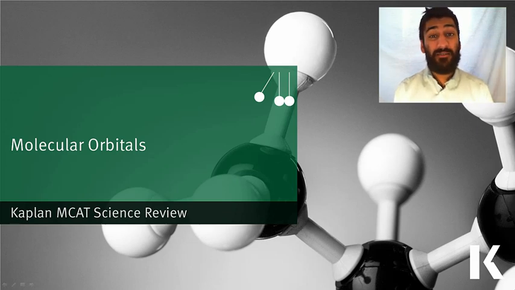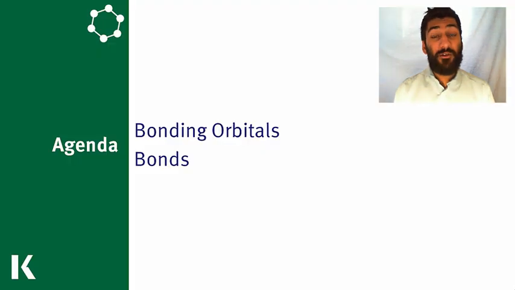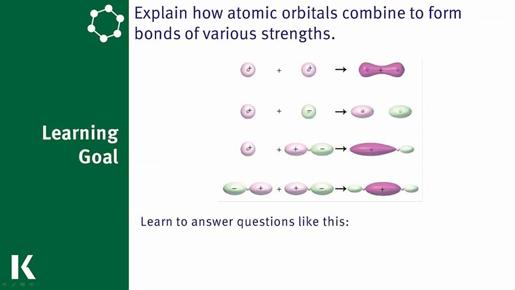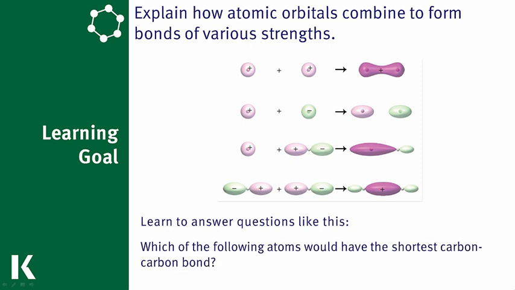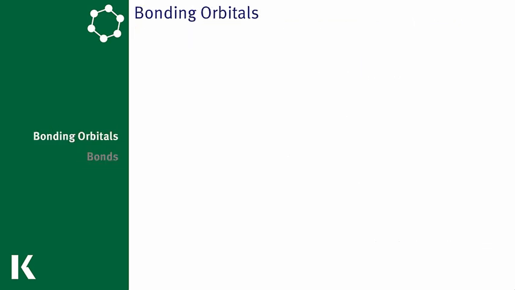Welcome to this MCAT Science Review video on the topic of molecular orbitals. You're going to start off learning about bonding orbitals, and then you're going to learn about a few different kinds of bonds. After watching this video, you should be able to explain how molecular orbitals combine to form different bonds of varying strengths. And you'll learn to answer questions such as, which of the following atoms would have the shortest carbon-carbon bond? Bonding orbitals are the orbitals that form when two atoms' atomic orbitals combine.